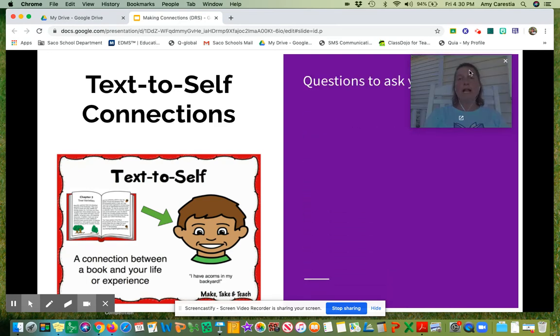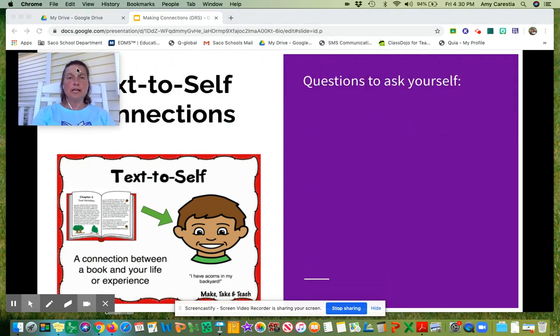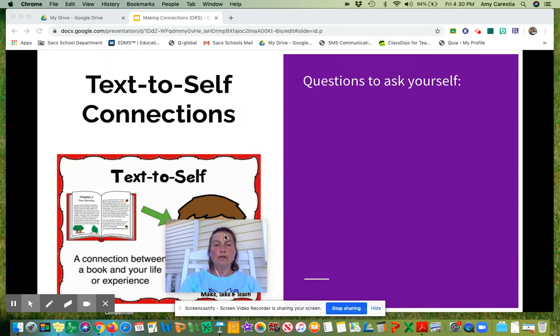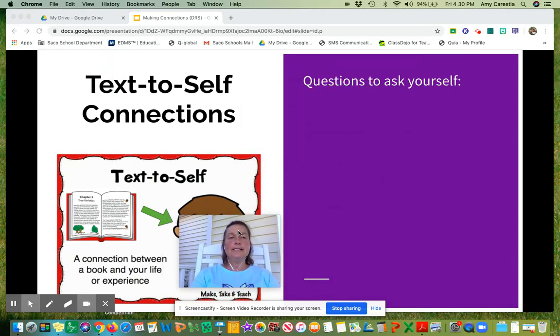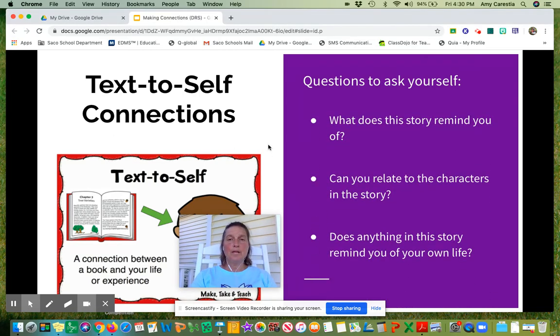There are a variety of questions that you can ask yourself for text to self connections. These questions include asking yourself, what does this story remind me of? Can I relate to the characters in the story? And does anything in this story remind me of my own life?